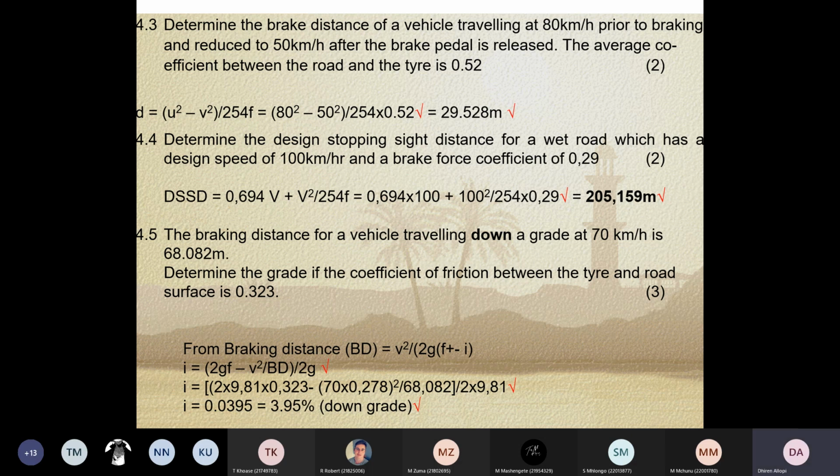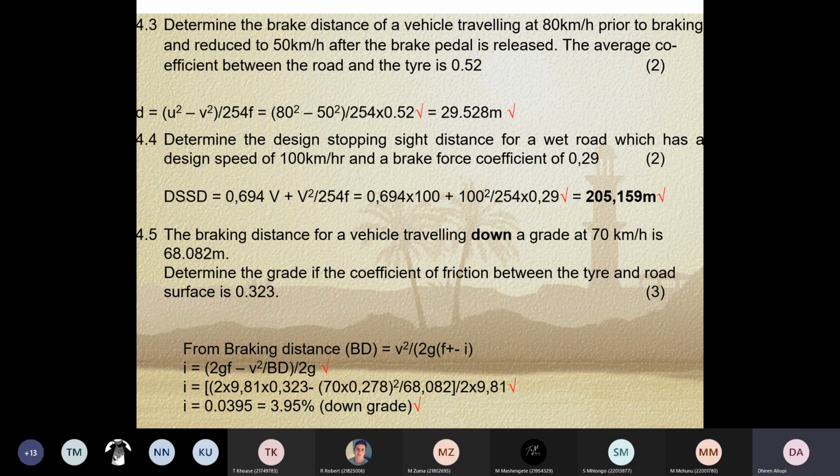So the brake force coefficient formula is 0.694V plus V squared divided by 254F. And you did this in Transport Technology 2A, so it's not new to you. And simply inserting the values, you should have got a final safe stopping sight distance, or design stopping sight distance, of 205.159 meters. The other point you need to be very careful about is your units.